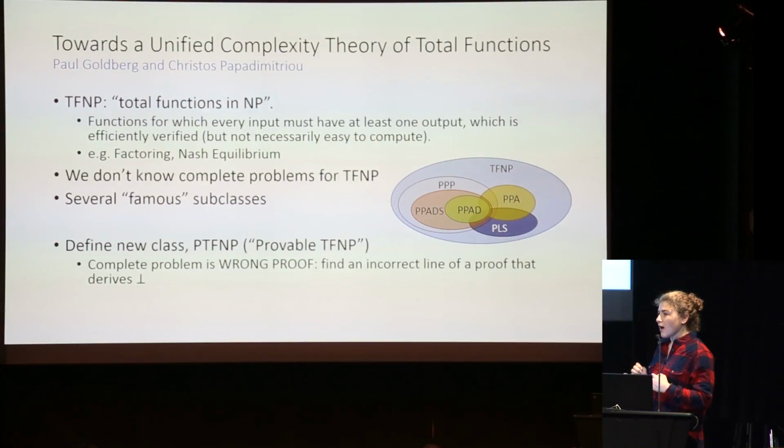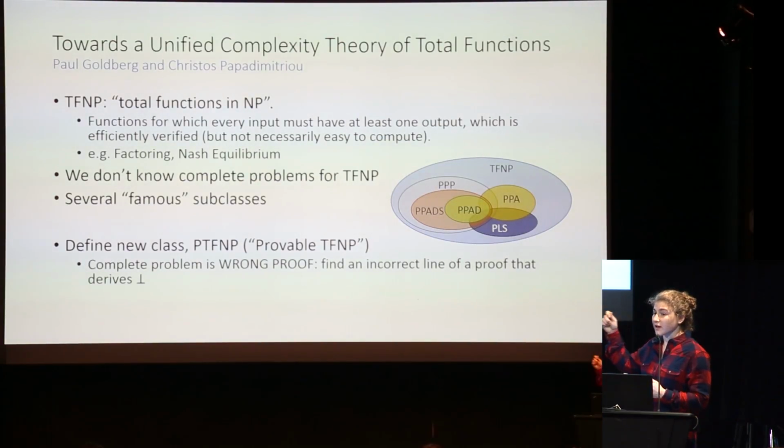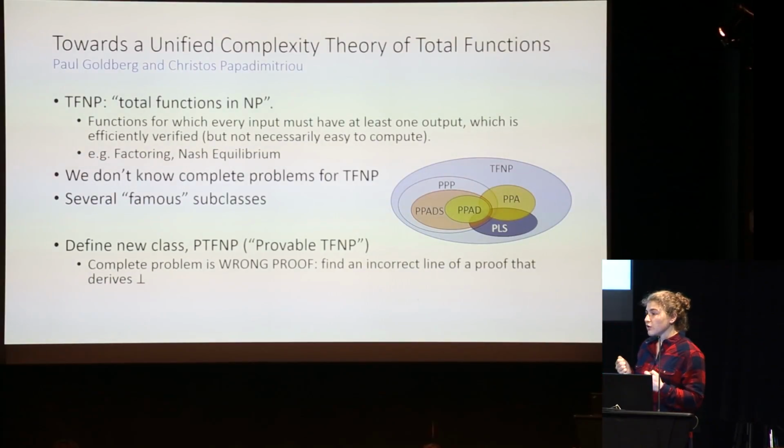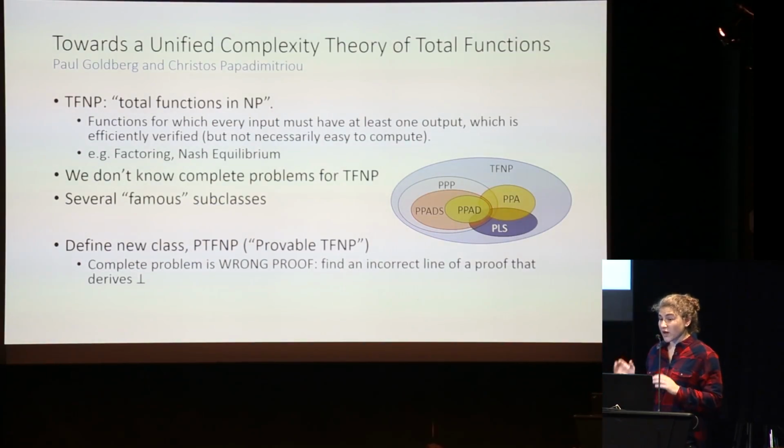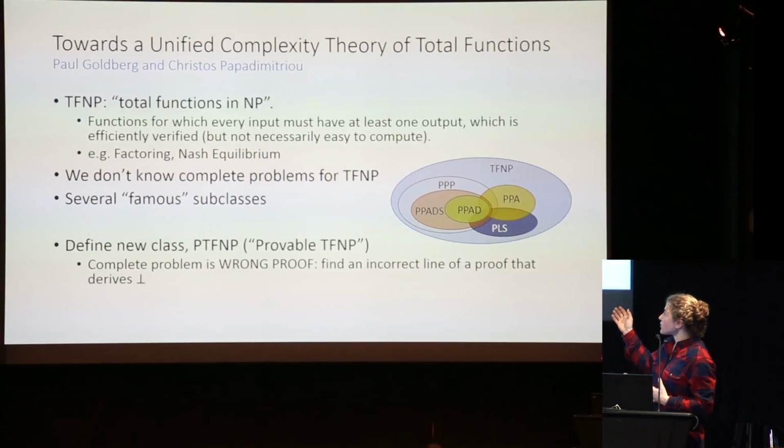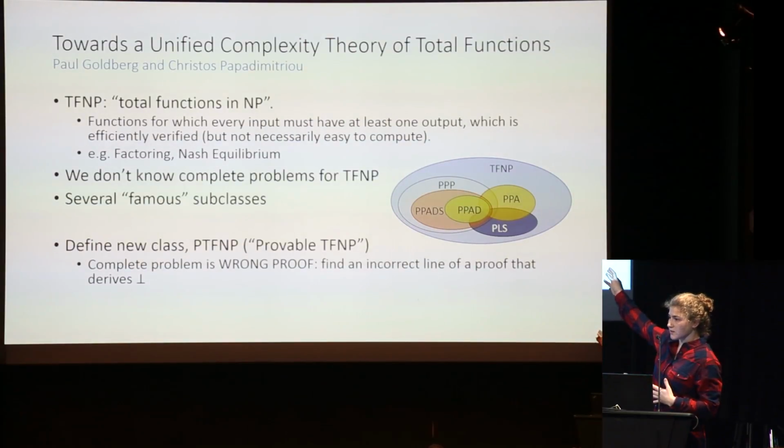So, the setup for this is a little bit technical, so I'm not going to say exactly what it is, but essentially, you're given a wrong proof for a statement, right, where you derive false. And what you want to do is find one incorrect line in this proof, because if the whole proof is incorrect, there must be at least one incorrect line. So that's the complete problem for this class, and it actually turns out that it contains all of these different classes.